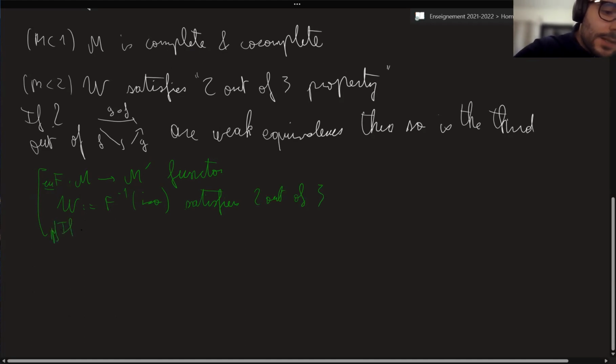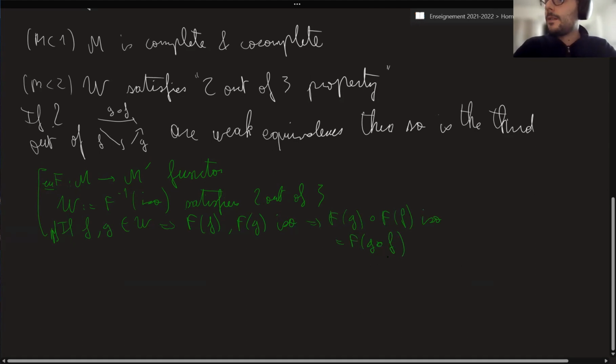So proof: if F, G are in W, then F of G are isomorphisms. And if you compose 2 isomorphisms, it's still an isomorphism. But of course, because this is a functor, this is F of G circle F. And therefore, G circle F is in W. And you have something similar for the other cases.